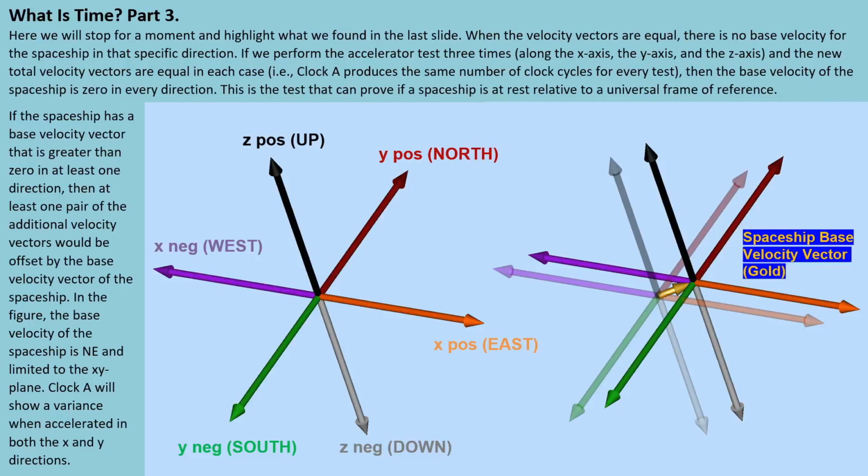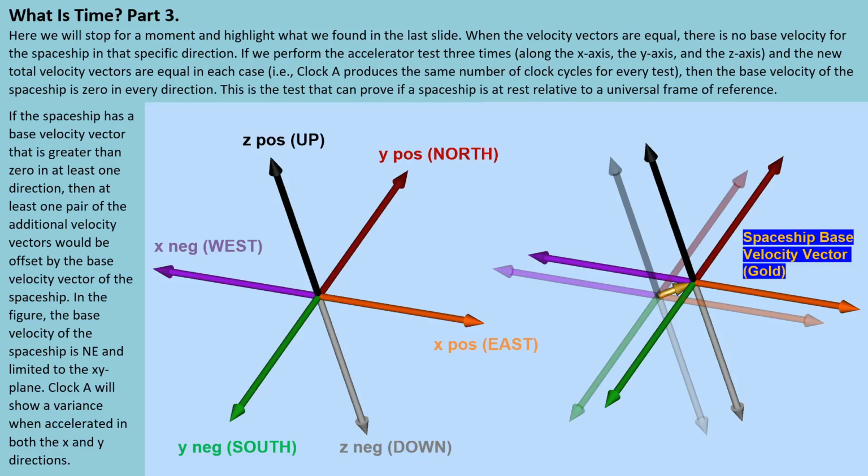When the velocity vectors are equal, there is no base velocity for the spaceship in that specific direction. If we perform the accelerator test 3 times along the x-axis, the y-axis, and the z-axis, and the new total velocity vectors are equal in each case, that is, clock A produces the same number of clock cycles for every test, then the base velocity of the spaceship is 0 in every direction. This is the test that can prove if a spaceship is at rest relative to a universal frame of reference.